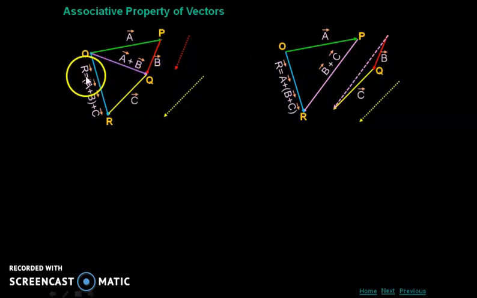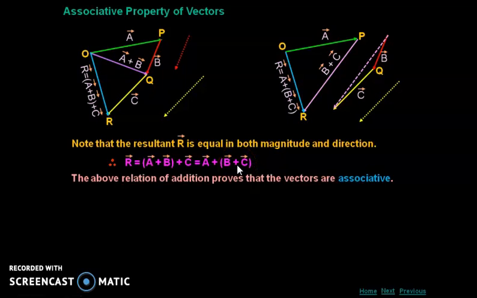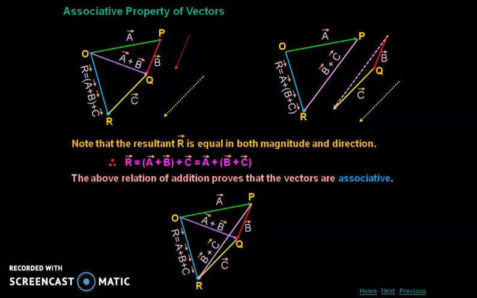So in both the results you can see that the magnitude is the same and the direction is also the same. So you can write R is equal to A plus B plus C is equal to A plus, bracket B plus C. And this is the relation which is showing the associative property of vectors. How can you define it? This is the associative property of vectors.